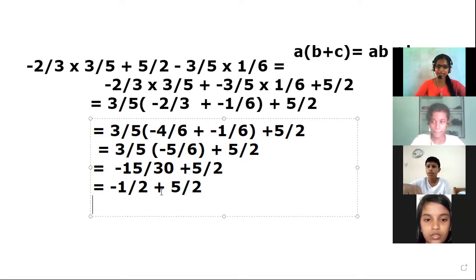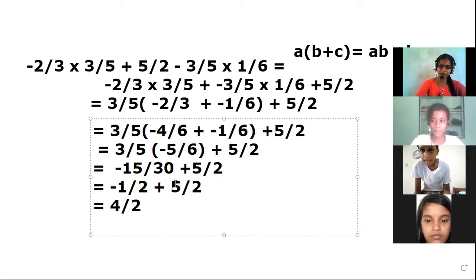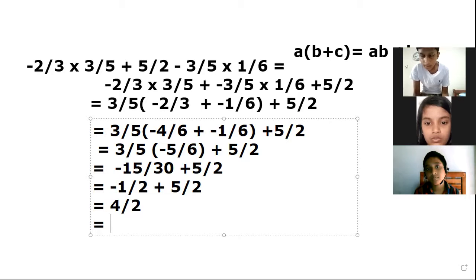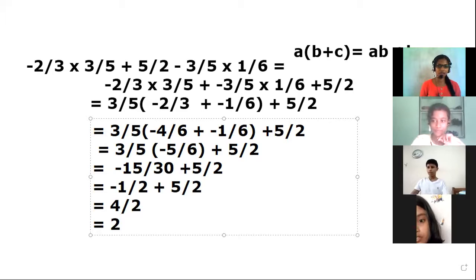Here the denominators are the same, so we have to add the numerators. Numerators are minus 1 and 5. The sum of minus 1 and 5 is plus 4, and the denominator is 2. What is the value of 4 by 2? Alan, what is the value of 4 by 2? I think Alan is not here. It is 2 itself, is it? So our first question is over.